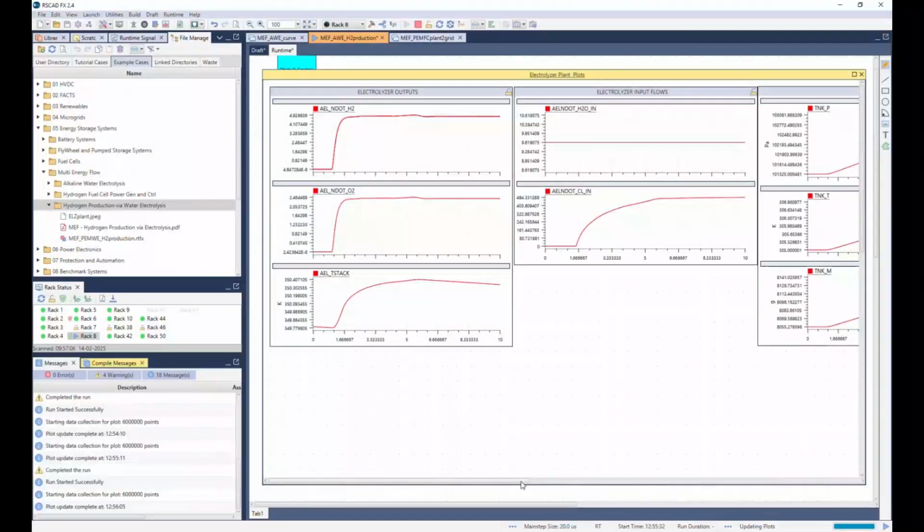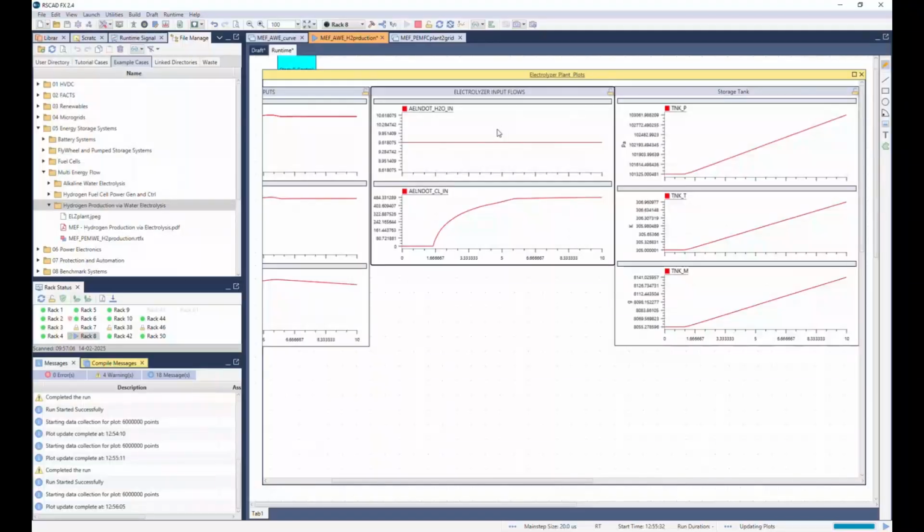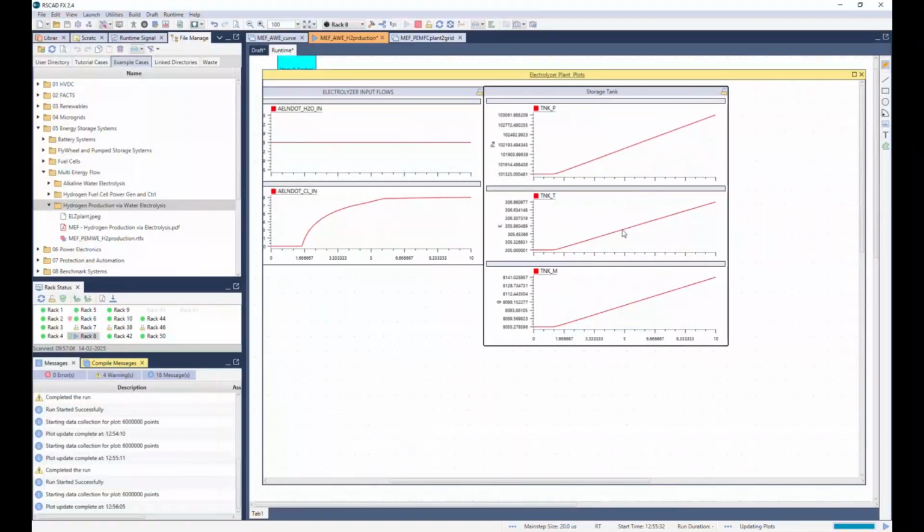In these waveforms you can see the plant's water flow rate and the coolant flow rate. It shows how your controller adjusts the coolant flow to keep the temperature at 350 Kelvin. Finally, we have the tank variables. Since the hydrogen produced by the electrolyzer is stored inside the tank, you can see that the pressure, temperature and the internal mass of the tank is increasing.